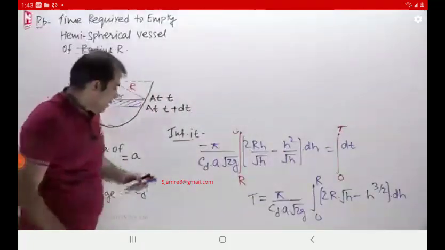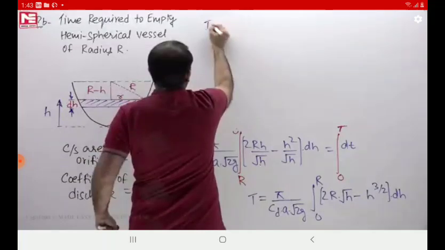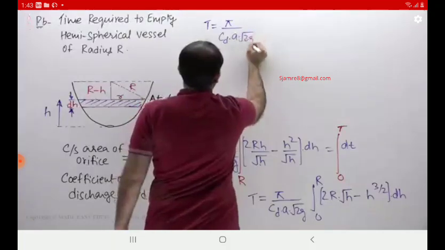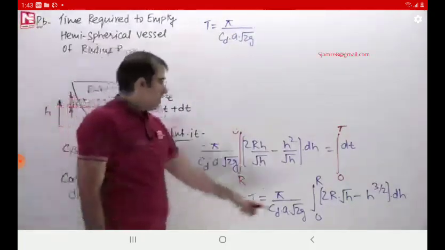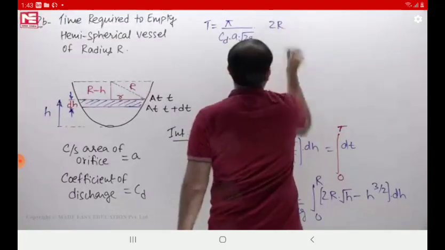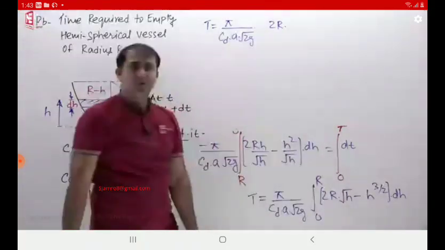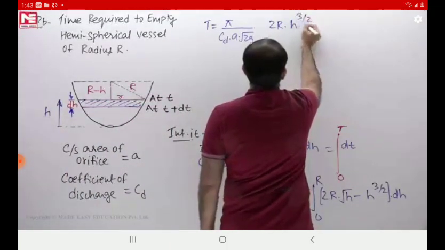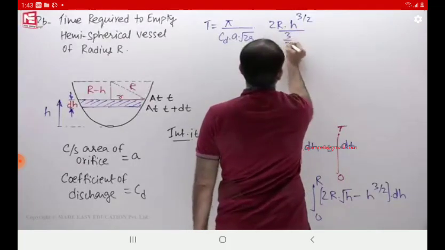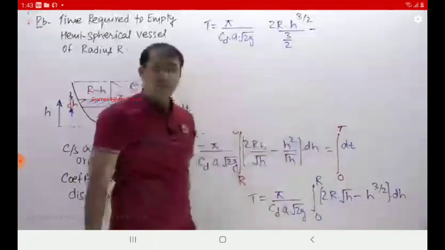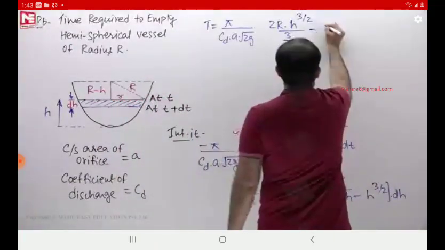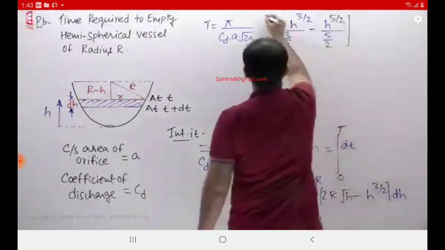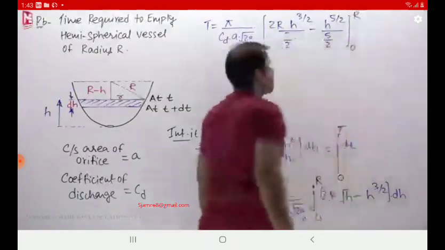So this becomes t is equal to pi upon CD multiplied by A multiplied by root of 2g. Okay. This is 2r, h to the power 1 by 2 plus 1, h to the power 3 by 2 divided by 3 by 2, minus this is h to the power 5 by 2 divided by 5 by 2. This is 0 to r.